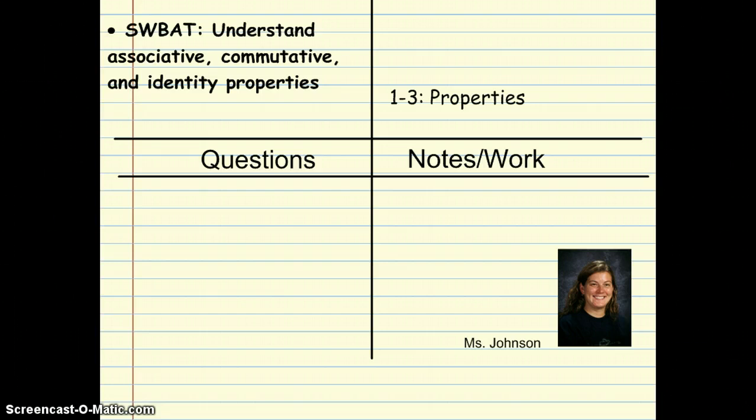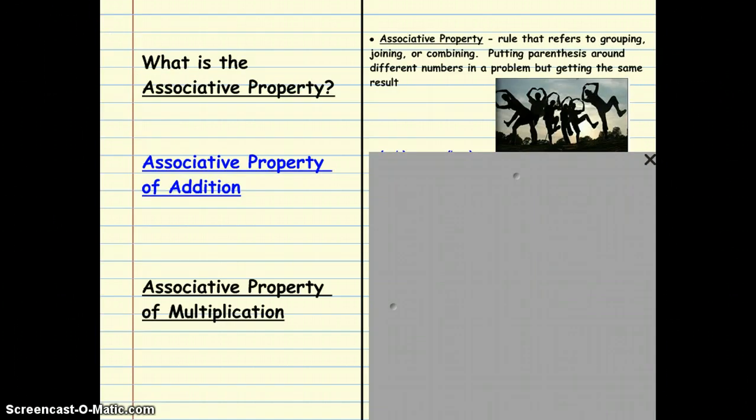Today our SWBAT is we are going to understand the associative, the commutative, and identity properties. Exciting, I know. Alright, first one, the associative property. The associative property is a rule that refers to grouping, joining, or combining. In the world of math, it means putting parentheses around different numbers in a problem, but getting the same thing. I always like to think about it of who you are associating with. Are you associating with these people, or are you associating with those people?